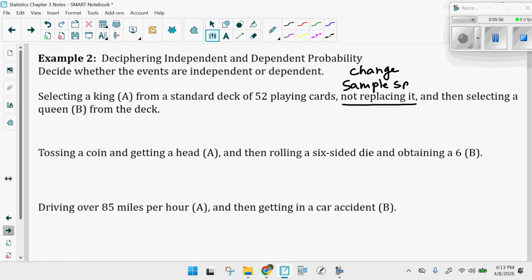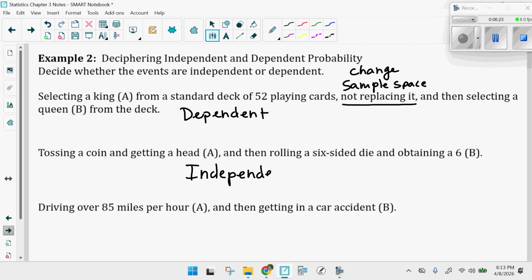So that is going to change the probability of picking the queen. So this one is a dependent situation. Tossing a coin, getting a heads, and then rolling a 6-sided die and then getting a 6. So tossing a coin is not going to determine whether or not we get a certain number on the dice, so this is going to be independent.